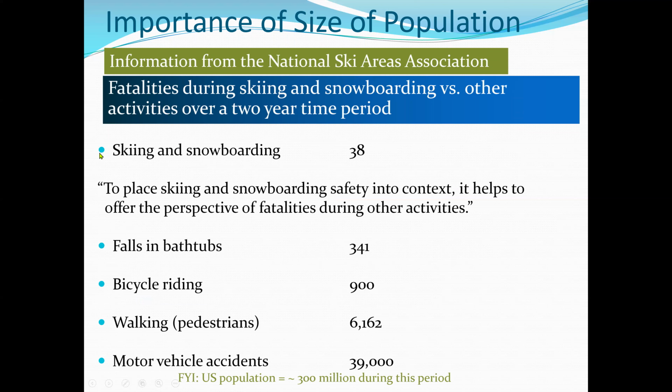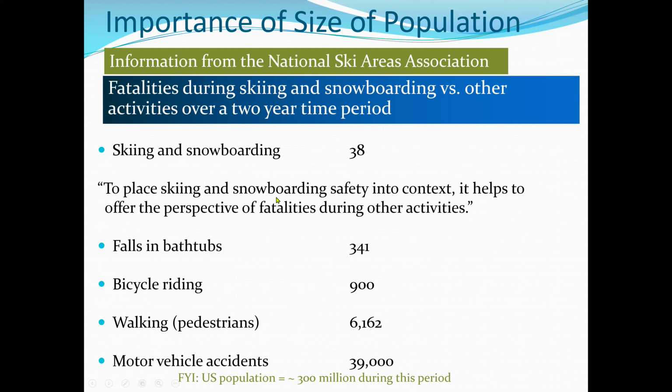The importance of size of a population, again, information from the National Ski Areas Association. The data given here is based on the fatalities during skiing and snowboarding versus other activities over a 2-year time period. Again, this data is from the National Ski Areas Association. We said skiing and snowboarding is 38 fatalities.